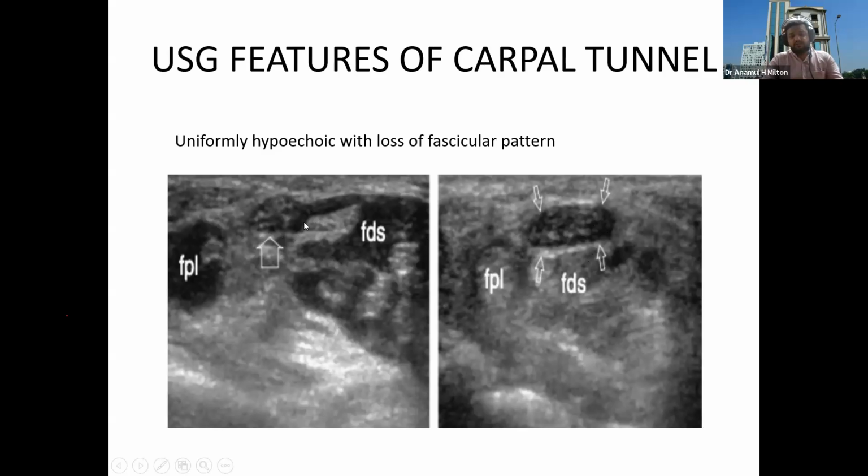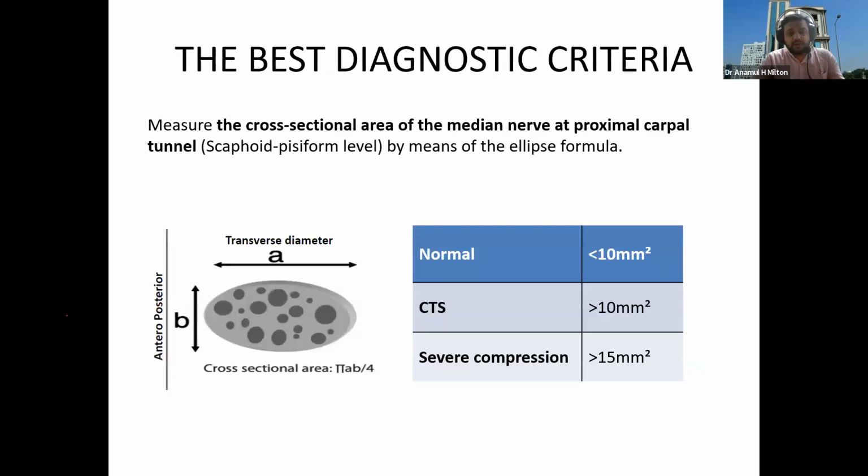So if we compare between the right and left hand, we can measure these things very clearly. If there are no symptoms in the left hand, this is the smallest one. If there are symptoms on the right side, it is the bigger one. So you can just compare these two very easily. Now, measure the cross-sectional area of the median nerve at the proximal tunnel, at the scaphoid and pisiform level, not the trapezium level.